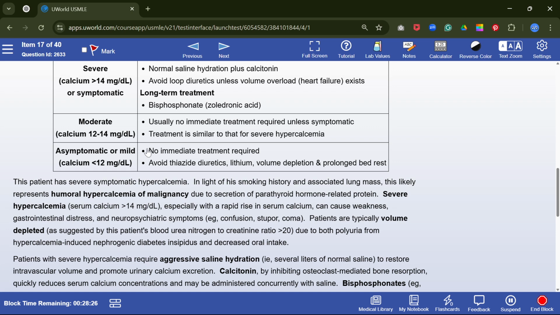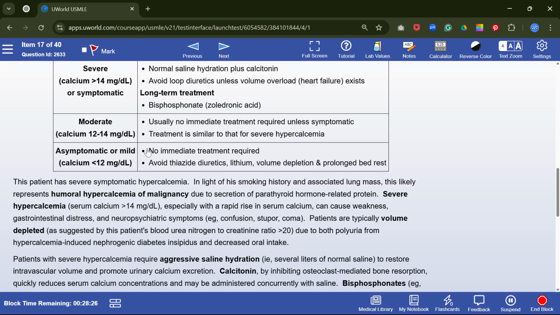Next is management of severe hypercalcemia. This patient has severe symptomatic hypercalcemia. In the light of smoking history and associated lung mass, this likely represents humoral hypercalcemia of malignancy due to secretion of parathyroid hormone related protein.